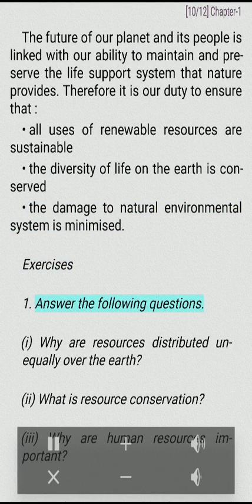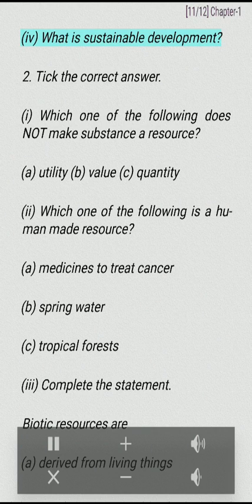Exercises. 1. Answer the following questions. I. Why are resources distributed unequally over the earth? II. What is resource conservation? III. Why are human resources important? IV. What is sustainable development? 2. Tick the correct answer. I. Which one of the following does not make a substance a resource? A. Utility. B. Value. C. Quantity. II. Which one of the following is a human-made resource?